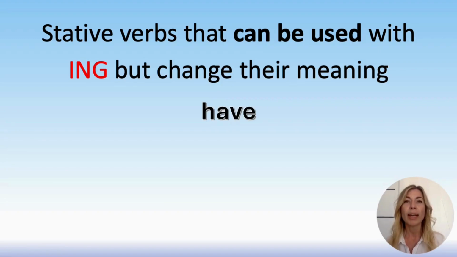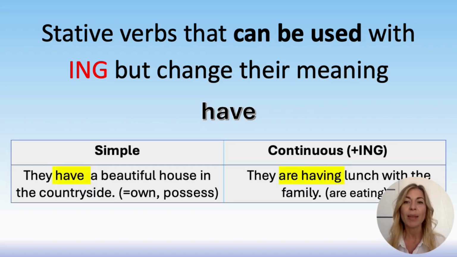So let's move on and look at the verb to have. So if we talk about possession, we can say they have a beautiful house in the countryside, which means they own, they possess, right? We do not use it with ing. But if you want to say about something that is happening right now, like they are having lunch with the family, so they are eating, and that's an action, that's when you can use have with ing.